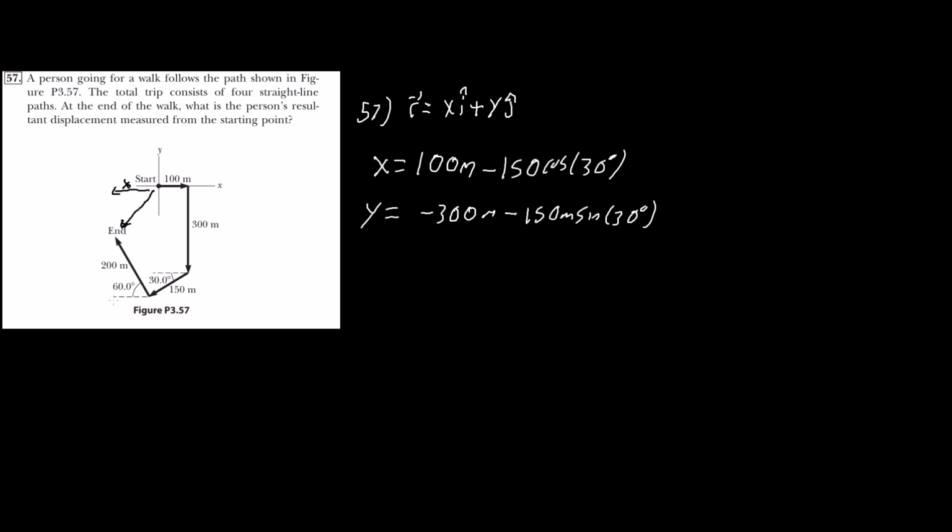So this is going to be minus that component, 200 cosine of 60 degrees. That's going to be minus in that direction. So minus 200 meters cosine of 60 degrees. All right, and then this one, plus 200 meters sine of 60 degrees.